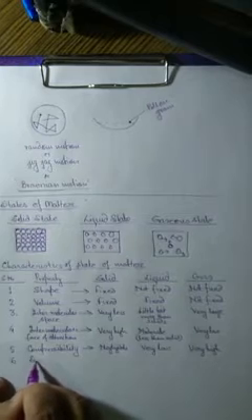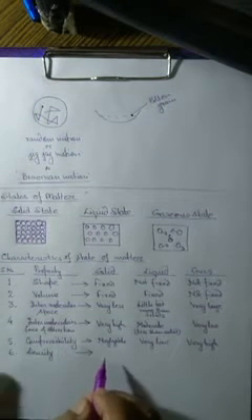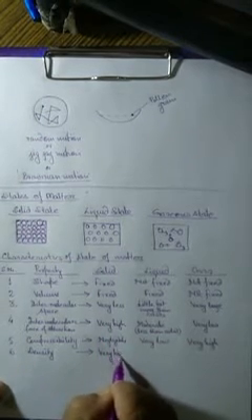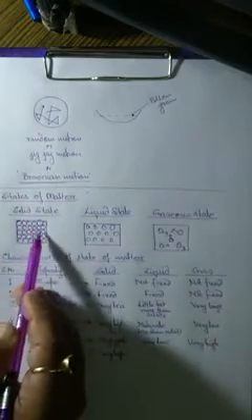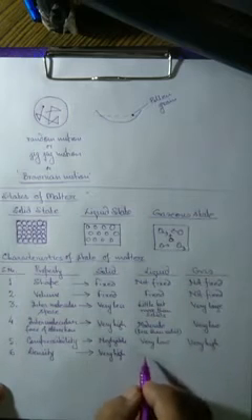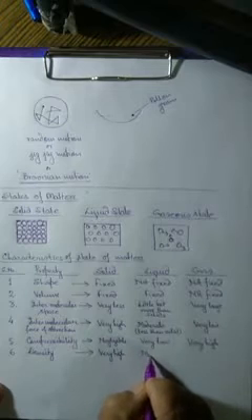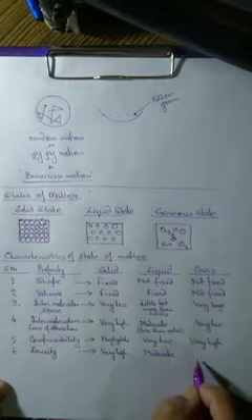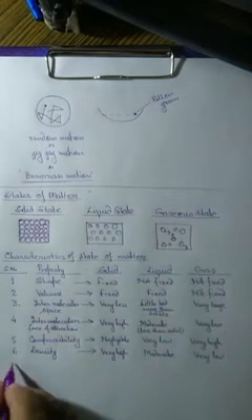Sixth one, density. Density, very simple one. Density means mass per unit volume. Mass per unit volume in the case of solid is very high. In a certain volume, the number of particles is more, so mass is high. In the case of liquid, it is again moderate, and in the case of gas, very low. Density is very low, you can see here.